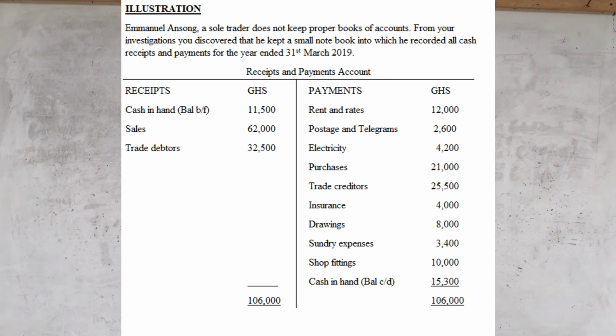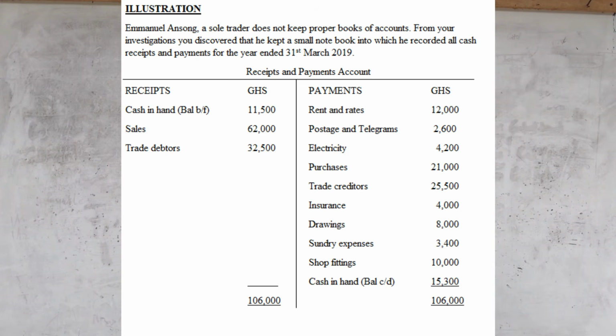On the receipt side, we have a balance in hand, cash balance brought forward, at 11,500. We have sales of 62,000. We have trade debtors of 32,500, making a total of 106,000 on the debit side.